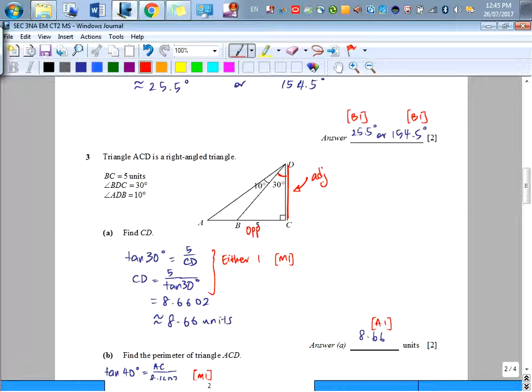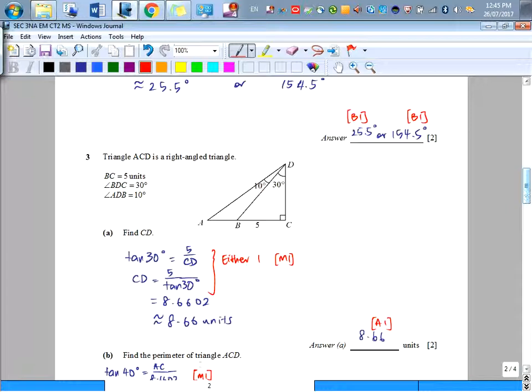So what we can do is use tangent 30. Tangent 30 equals to opposite, which is 5, over our adjacent, which is CD. This is your basic, your chapter 6.1, which we started off with. Then make CD the subject, you get 8.66 units. Always show your 5 SF before rounding off. Okay?